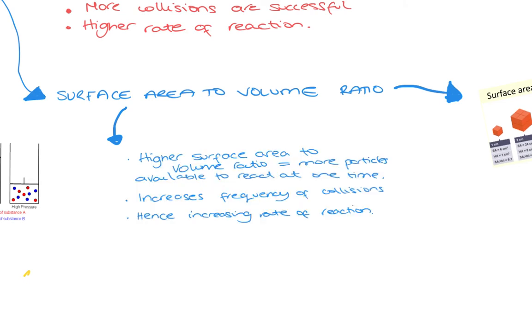What you should have done now is come up with an answer very similar to this. A higher surface area to volume ratio means that there are more particles available to react at any one time. This increases the frequency of collisions, which then increases the rate of a reaction.